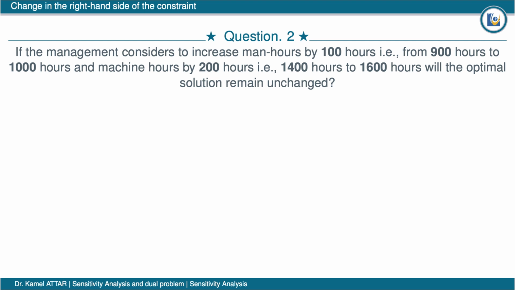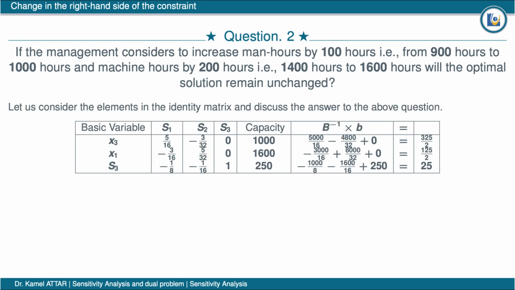Question number 2. If the management considers to increase man-hours by 100 hours, means from 900 hours to 1000 hours, and machine hours by 200 hours, means from 1400 hours to 1600 hours. Will the optimal solution remain unchanged? Let us consider the elements in the identity matrix and discuss the answer to the above question.